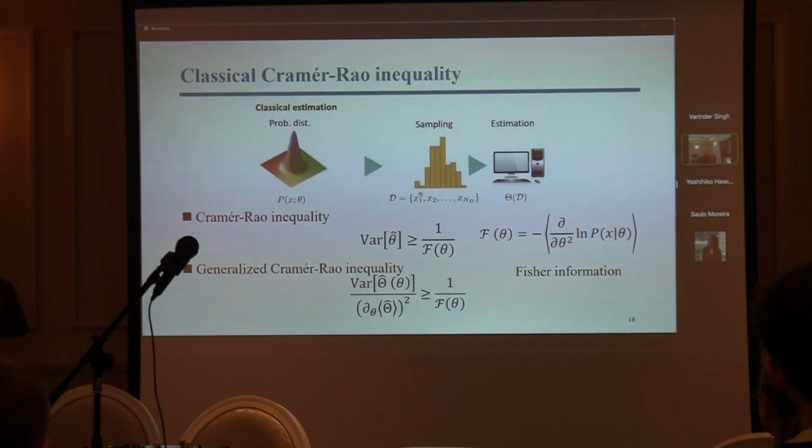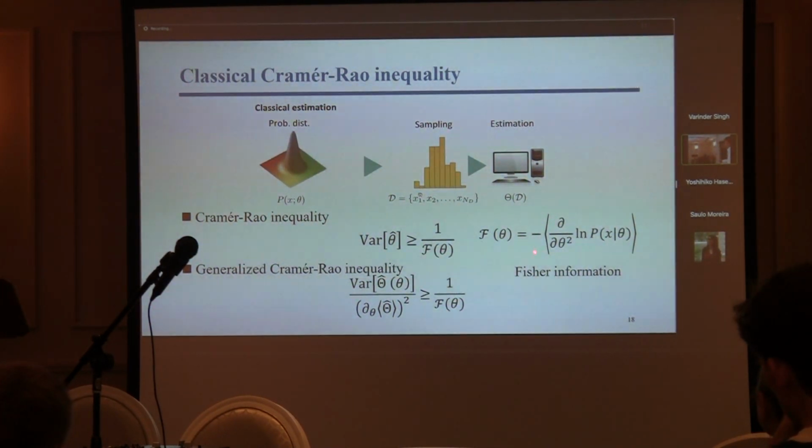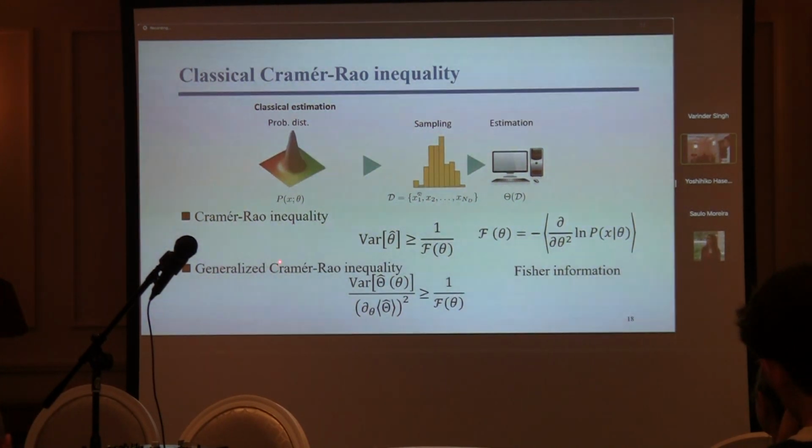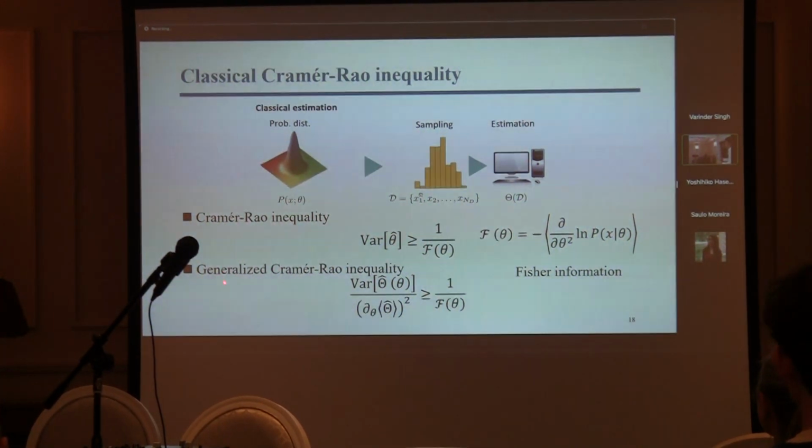The Cramér-Rao inequality gives a limit of the accuracy of this estimation, which is given by this one. And here, f theta is the Fisher information. And there is a generalized Cramér-Rao inequality, which is given by this representation.